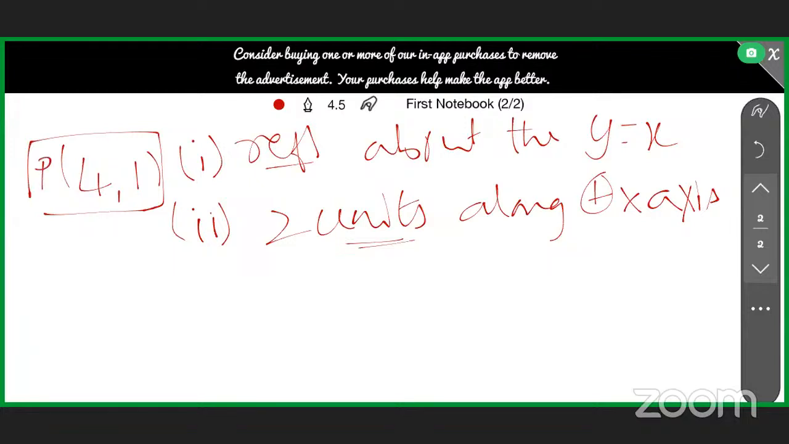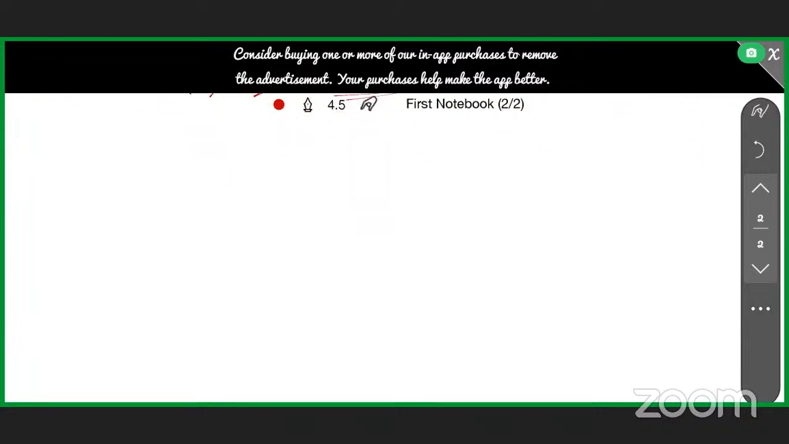Let us keep this point as P. We are saying that point P 4, 1 is a point undergoing some successive transformations. The first transformation is a reflection about the line y is equal to x. And the second transformation soon after that is a translation of 2 units along the positive x direction. So let me draw a small rough diagram for this one. This is my x-axis and this is my y-axis.